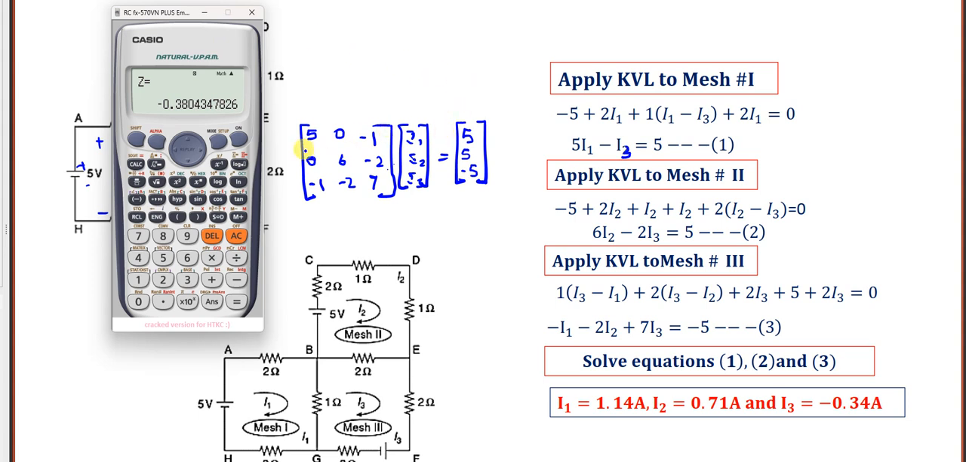So the 3 equations are correct, let me check once again where the mistake is. 5 I1 minus I3 is 5, it is correct. 6 I2 minus 2 I3 is equal to 5, that is also correct. Minus 1, minus 2, 7 is equal to minus 5. I think while entering the matrix only we made a mistake. It is 5, 0, minus 1, 5; 0, plus 6, minus 2, equal to plus 5; then minus 1, minus 2, plus 7, equal to minus 5.